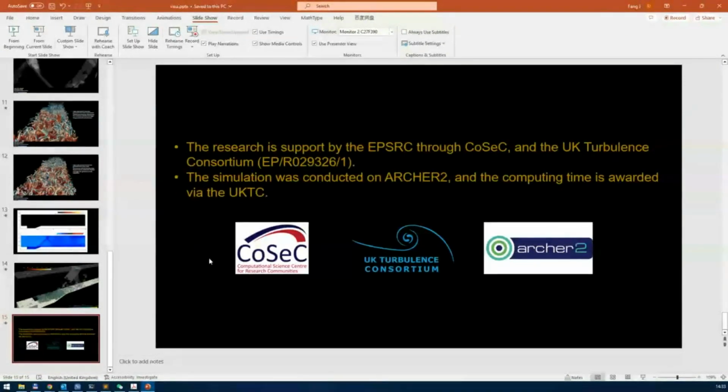Yeah, I use the client-server mode. On Archer you actually use ParaView and use Archer as a server, so you don't need to transfer your data to local, and you can operate.